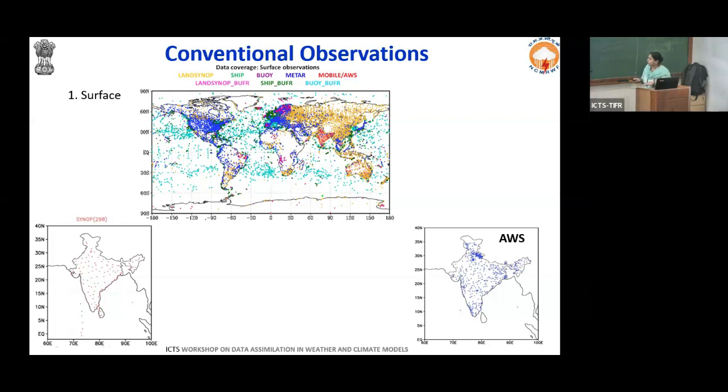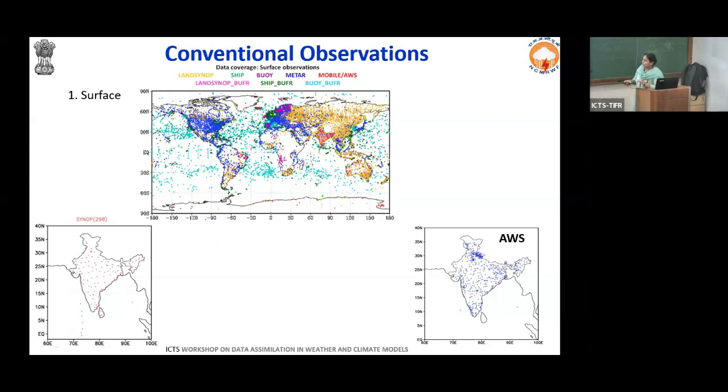So this is the SYNOP observation over India. At NCMRWF, we do the data assimilation at 6-hourly intervals. So we have 4 assimilation cycles centered at 0 UTC, 6 UTC, 12 UTC and 18 UTC. For each 6-hour interval, we use the observations from plus or minus 3 hours. So centered at 0 UTC, it is the previous day 21 UTC to the current day 3 UTC. So we have a 6-hour assimilation window. Similarly for the other cycles also.